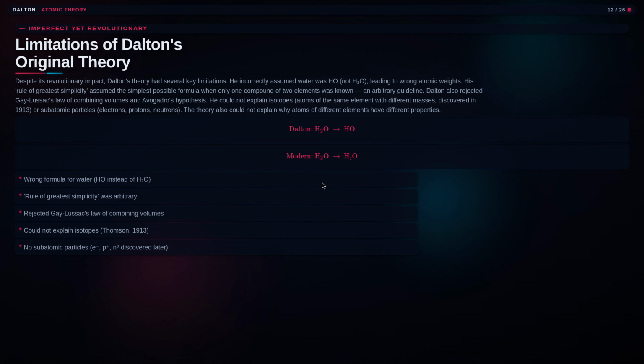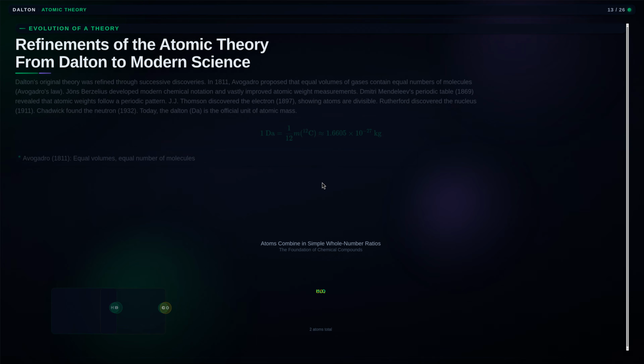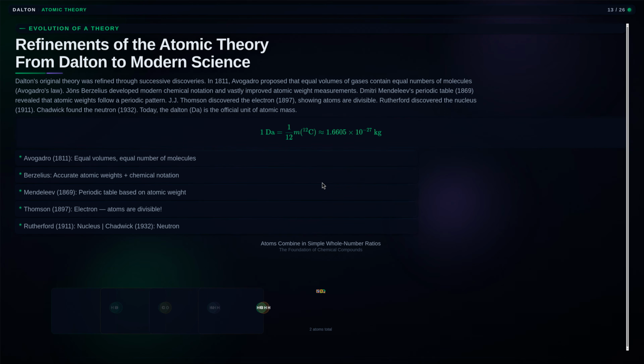He could not explain isotopes, which were discovered in 1913, or subatomic particles like electrons, protons, and neutrons, which were discovered later. Dalton's original theory was refined through successive discoveries. In 1811, Avogadro proposed that equal volumes of gases contain equal numbers of molecules. Berzelius developed modern chemical notation and vastly improved atomic weight measurements. Mendeleev's periodic table in 1869 revealed that atomic weights follow a periodic pattern.